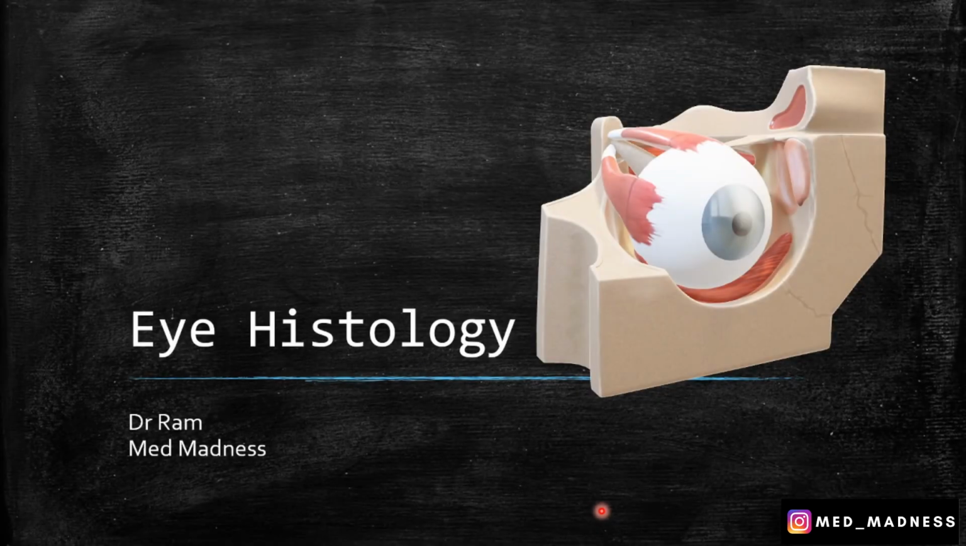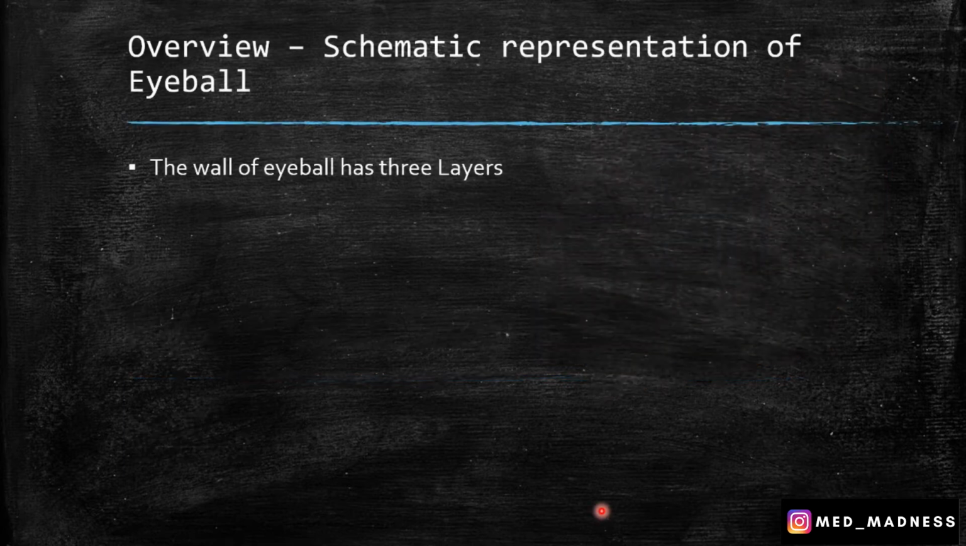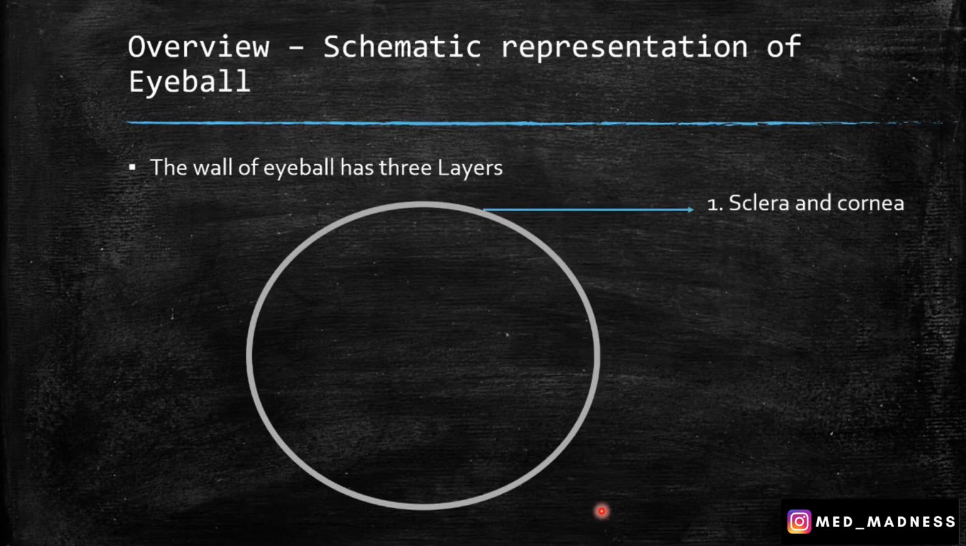Ram here. In this video, we are going to see about cornea histology. Let's start with an overview. So the wall of an eyeball has three layers. The outermost layer, we call it as sclera. Note that the anterior portion of a sclera has a transparent disc through which the light enters, which is called cornea.